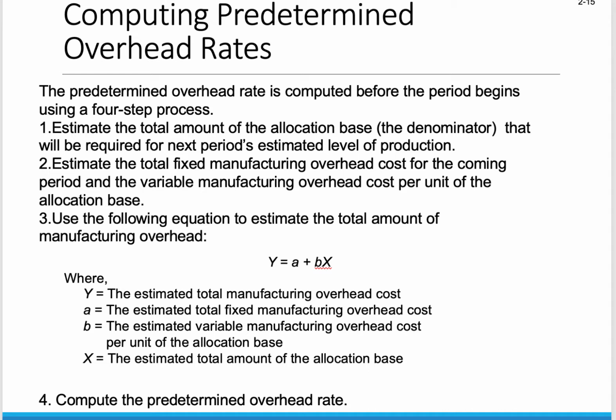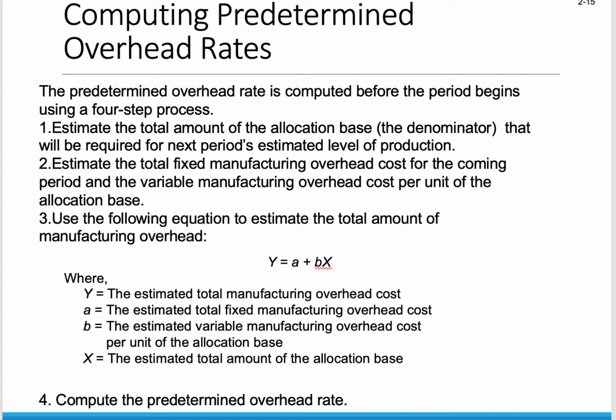So one of the objectives of this video was, how do we compute the predetermined overhead rate? We have 4 steps. Estimate the total amount of the allocation base, estimate the total fixed manufacturing overhead, estimate the variable manufacturing overhead cost per unit of the allocation base, use our equation to estimate the total manufacturing overhead, and then finally compute the predetermined overhead rate. How do we compute it? We already know that: estimated total cost divided by our estimated allocation base. So very simple. Later we will work on exercise 14 in your study guide, which is actually calculating the predetermined overhead rate.